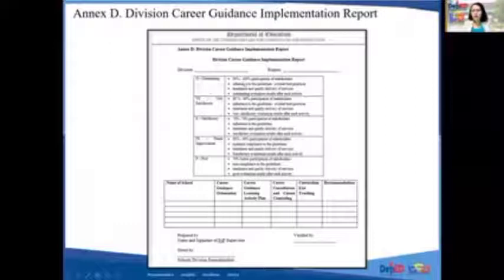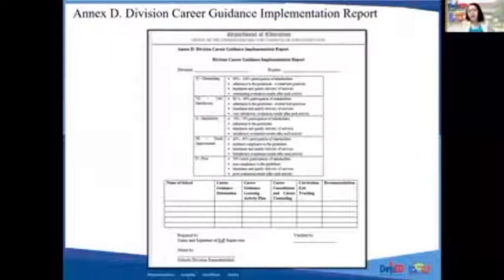So 90% to 100% participation of stakeholders, adherence to the guidelines or evidence-based practices, timelines and quality delivery of services, outstanding evaluation results after each activity. So yun yung sinispell out natin na 90 to 100%. Makikita nyo yan doon sa report na binibigay ng school head kung talaga bang nakapag-adhere sila doon sa guidelines kasi may mga items doon na hinihimay din.